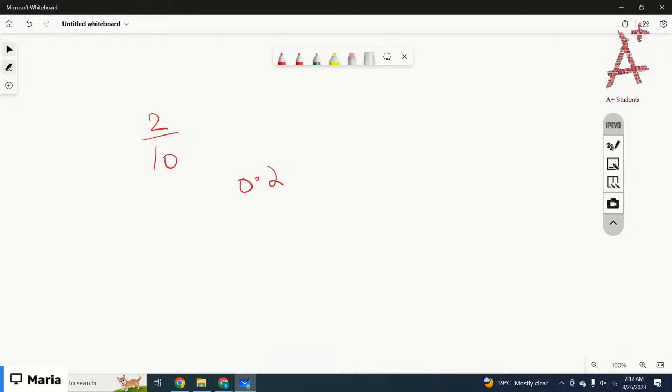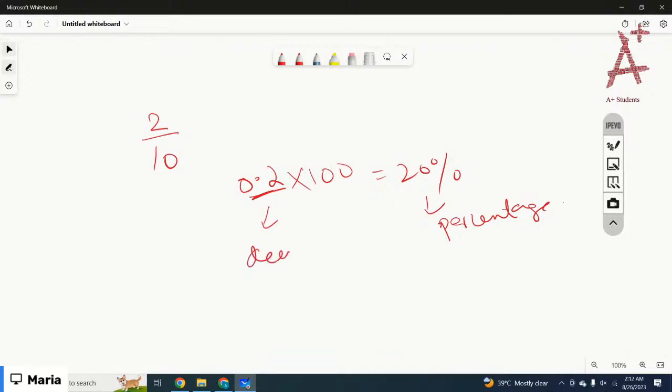And to convert it into the percentage form, you have to multiply that 0.2 by 100. So when you multiply 0.2 times 100, it would be 20%, right? That means in percentage form it would be 20%, and the decimal is 0.2. That is a conversion from a fraction to decimal and percentage. Whenever you have to convert from fraction to decimal, simply divide. It would be 20%, right?